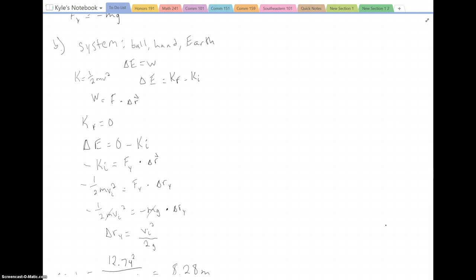There's no kinetic energy at that point. Our delta E is going to be negative kinetic energy initial. And then we set that equal to the dot product. Plug in for kinetic energy, our negative carries over, 1/2 mv squared, and then our dot product, and then the force is negative mg still, so the m's cancel out.